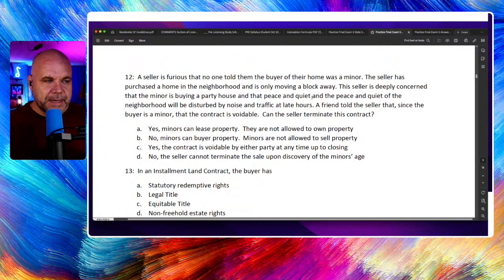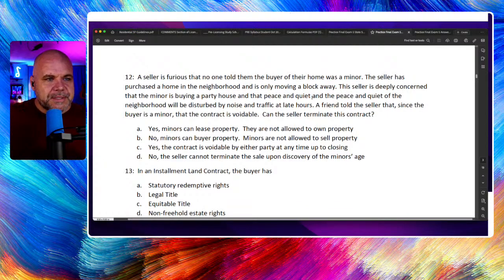Seller's furious that nobody told him the buyer is a minor. The seller has purchased a home in the neighborhood, is only moving a block away, and so they're worried that because it's a minor, there's going to be loud parties and traffic and disrupt the peace and quiet of the neighborhood. So they're being sort of judgmental, right?